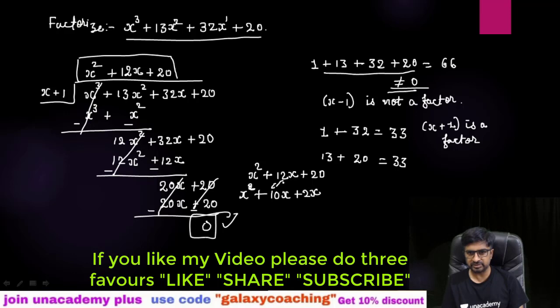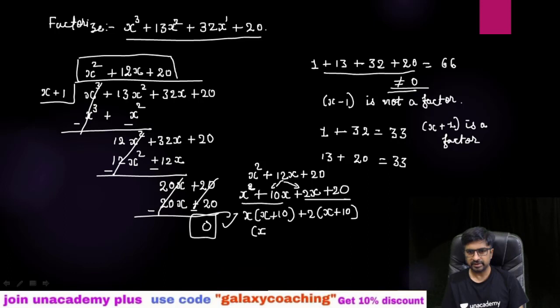So look here, I have done the splitting. Now take common out: from the first two, x common, x plus 10, plus 2 common from the other two, x plus 10. So the other two factors are x plus 10 and x plus 2. And we already had the first factor, x plus 1, that you can also keep here. So these are the three factors of this polynomial, guys. This way you can solve.